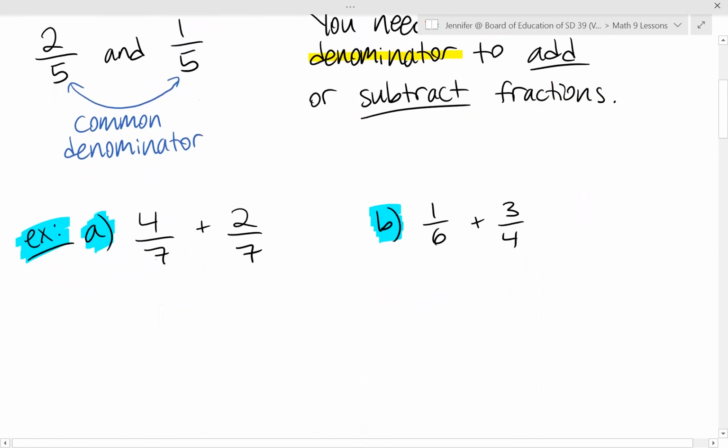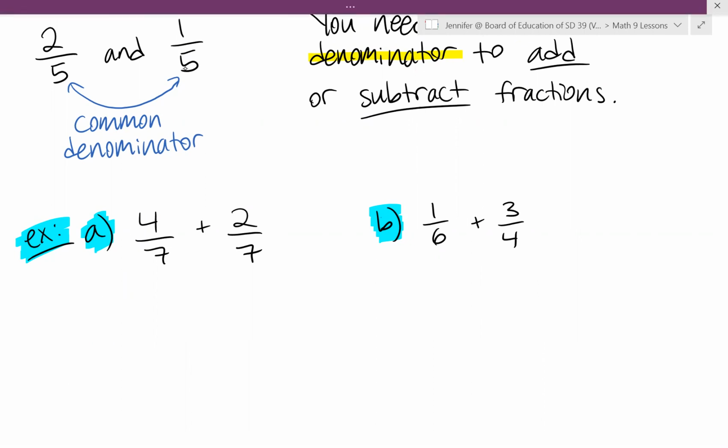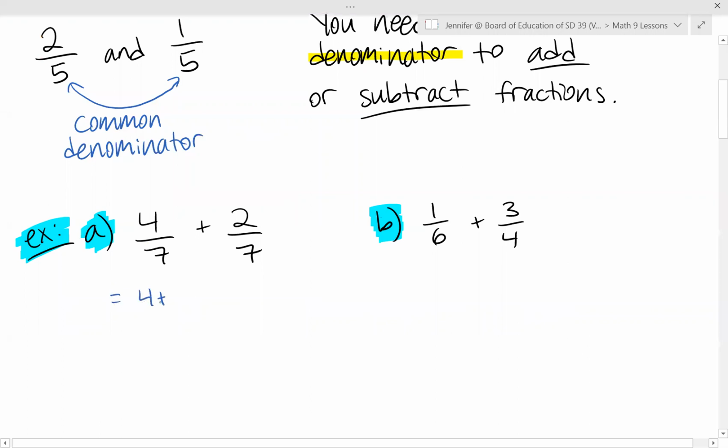So this first example here, they already have a common denominator, so it's pretty straightforward to add these together. All we have to do is add the numbers on the top. So we've got 4 plus 2, and they share this common denominator of 7. Then we just add those numbers together, so our final answer is 6 over 7.